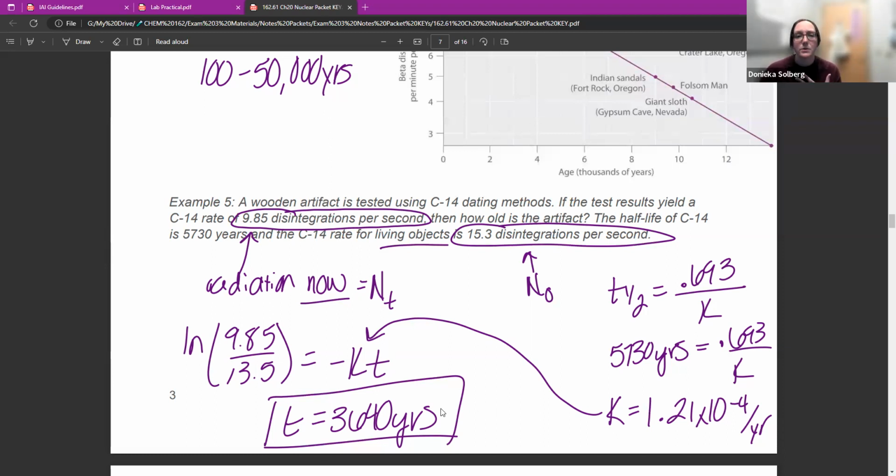Now, anytime you do one of these problems, make sure your answer makes sense, okay? So 3,640 years, does that make sense? Well, if it starts with 15.3, after one half-life, it would be about half that, so like what, 7.6-ish? And we're not quite that far. So it hasn't undergone an entire half-life, so it's not going to be 5,000 years old. And I'm getting close to that at 9.85. So 3,640 years is an answer that makes sense. It's not quite undergone a full half-life, but it's somewhere in between.